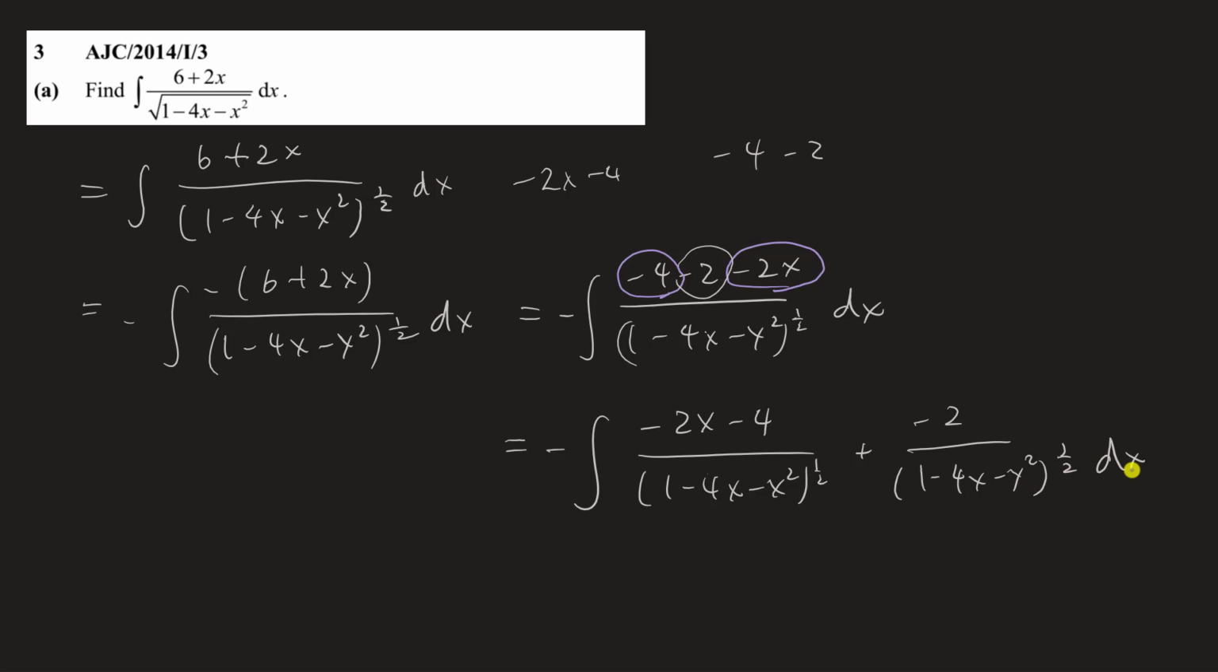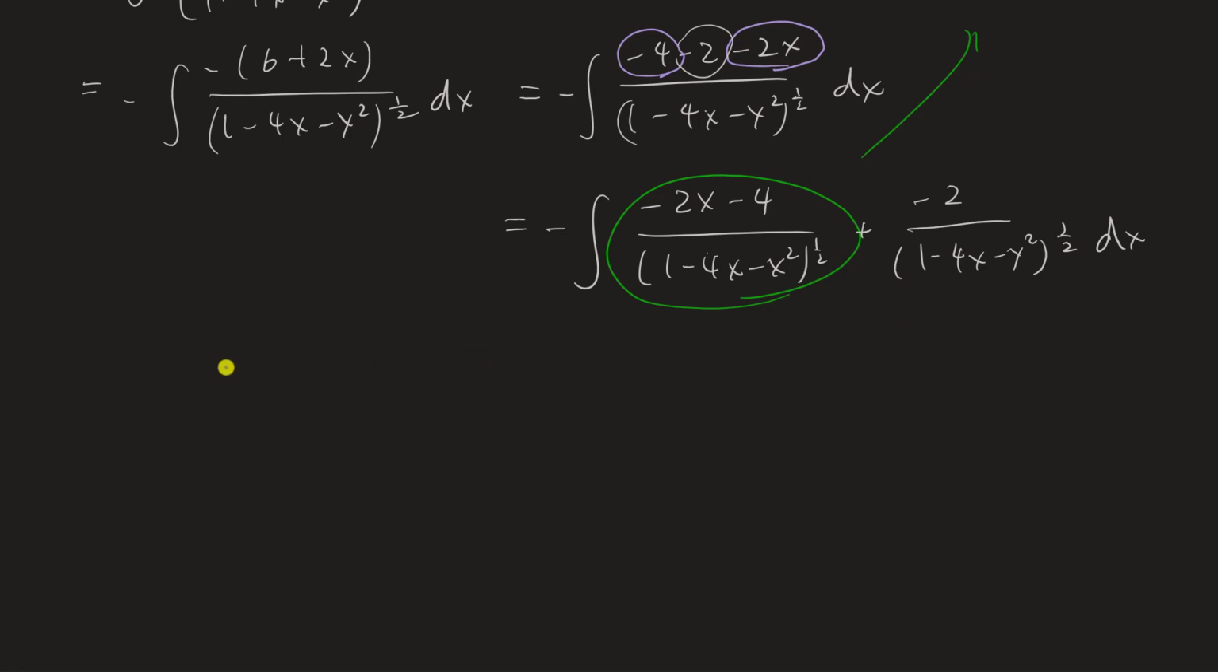After that, what we do is, this entire first part, you can use integration of f prime x, fx to the power of n. N in this case is negative half. So let's go ahead and just solve this integration. You should get 1 minus 4x minus x squared to the power of positive half over half, which would give us 2. First part done. Now the next part is rather difficult.